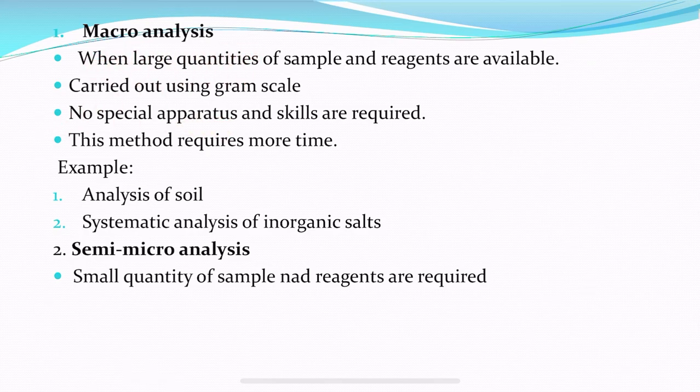Okay, so for example, the first example is analysis of soil. We need not worry about the sample of soil. Soil is everywhere. We have an enormous amount of soil, and we can take as much as we want, and here we don't have any scarcity of sample or reagent. So here we can use 1 gram or 0.5 grams or even 5 grams, 10 grams of soil sample. That is why this is classified under macro analysis.